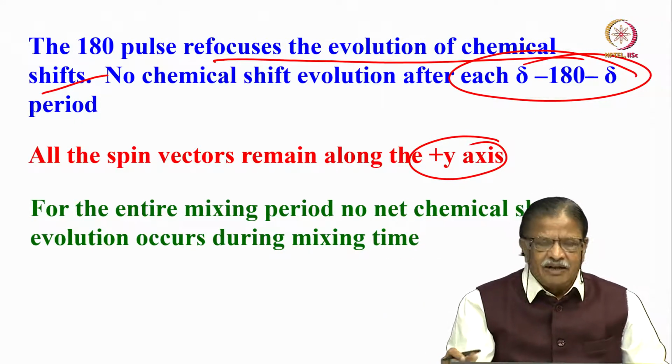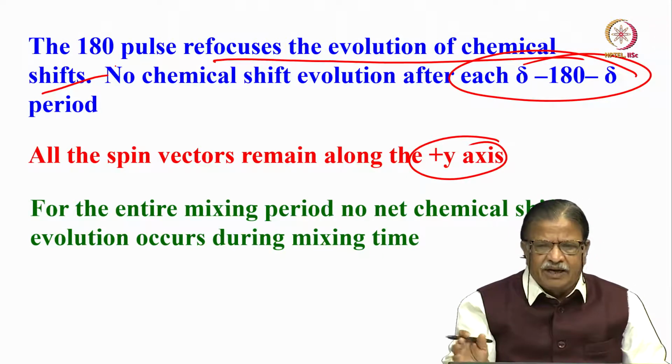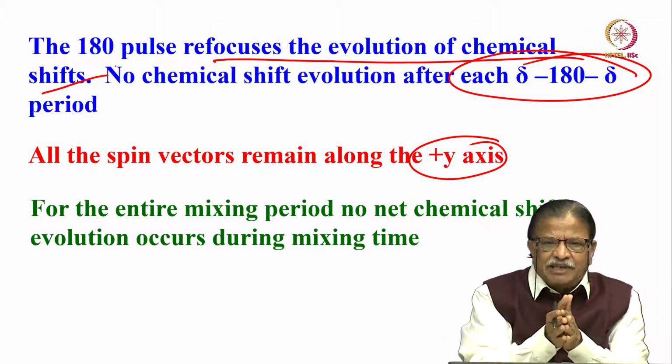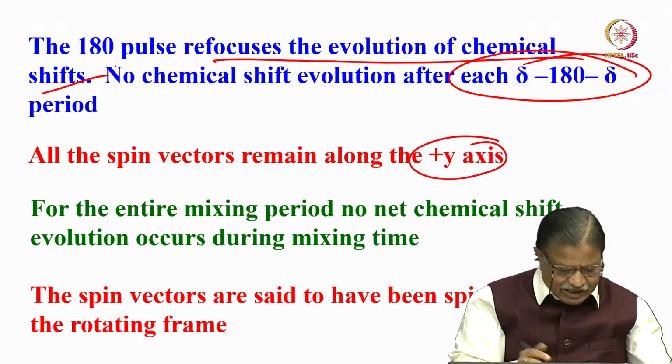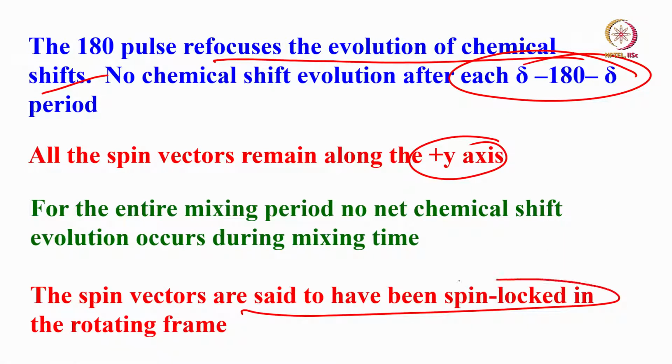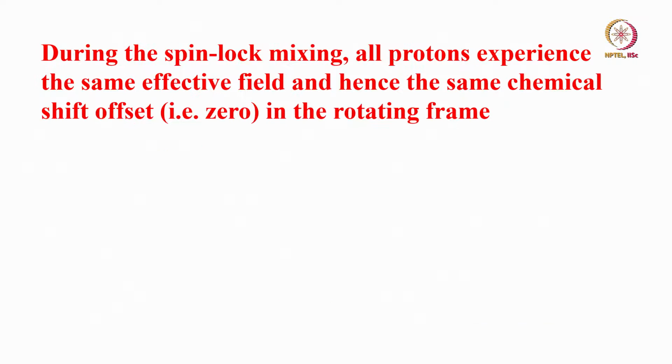So that means this 180 tau sequence, now we have treated for the entire mixing period as an infinite number of such spin echoes. So you can treat the spin vectors as completely spin locked in the rotating frame. When you bring the magnetization to the XY plane, we are already thinking about the rotating frame. We discussed what the rotating frame is in the previous course, so I am not going to touch upon that. Those who are interested can go back and look into that. So the spins are locked along the B1 field in the rotating frame.